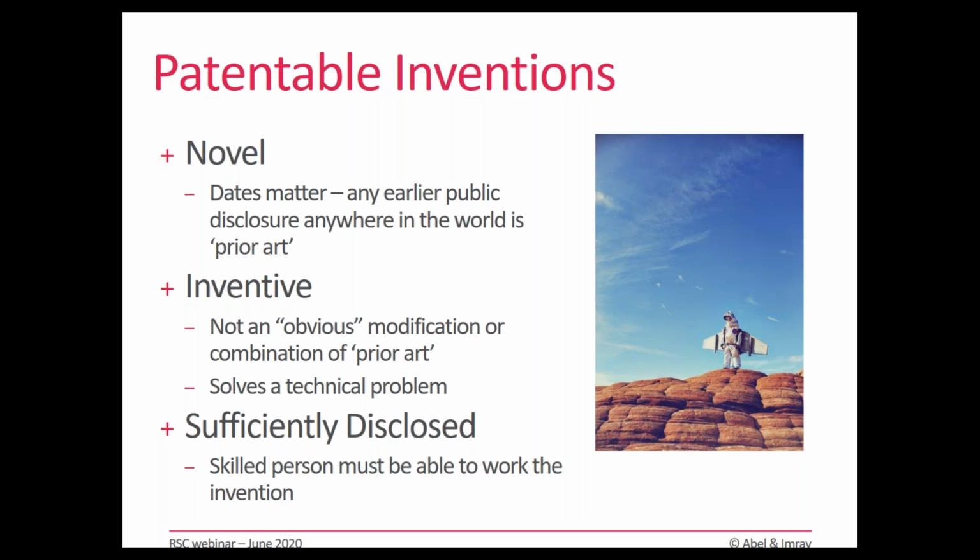So when you assess your invention, dates are really, really important. When you file a patent application, you get what's called a date of filing, and then your invention is assessed against anything publicly disclosed anywhere in the world before that date of filing. And we call those disclosures prior art. So your invention needs to be novel, and it will also need to be inventive over that prior art. And it's important to note it's not the date that you came up with your invention, it is the date that you actually filed your patent application that's important.